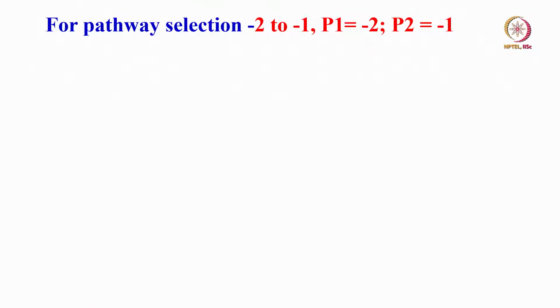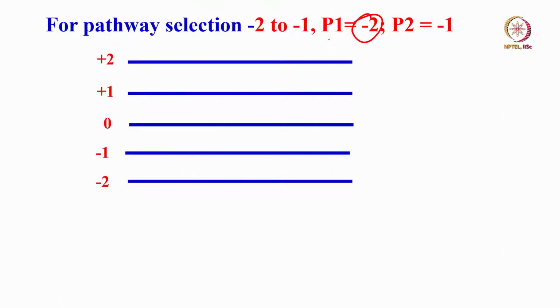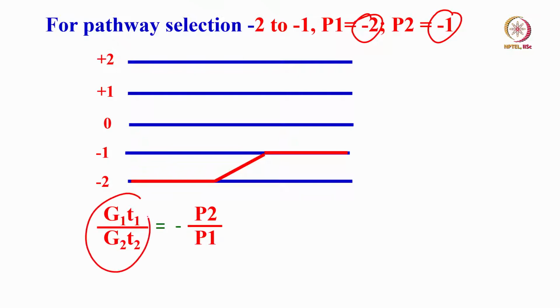Okay. For the pathway I want to select, minus 2 to minus 1, let us say, how do I do that? P1 is minus 2 and P2 is minus 1. So now we know the simple formula.